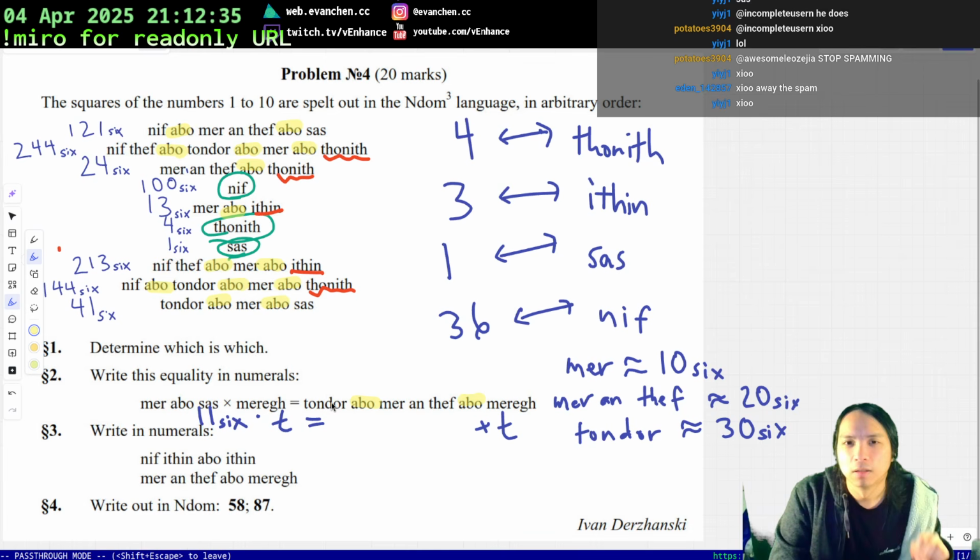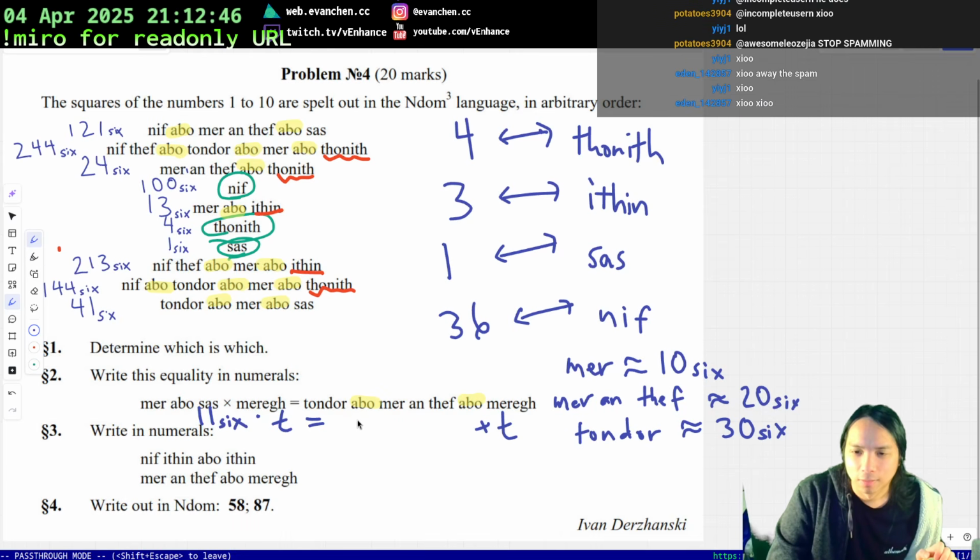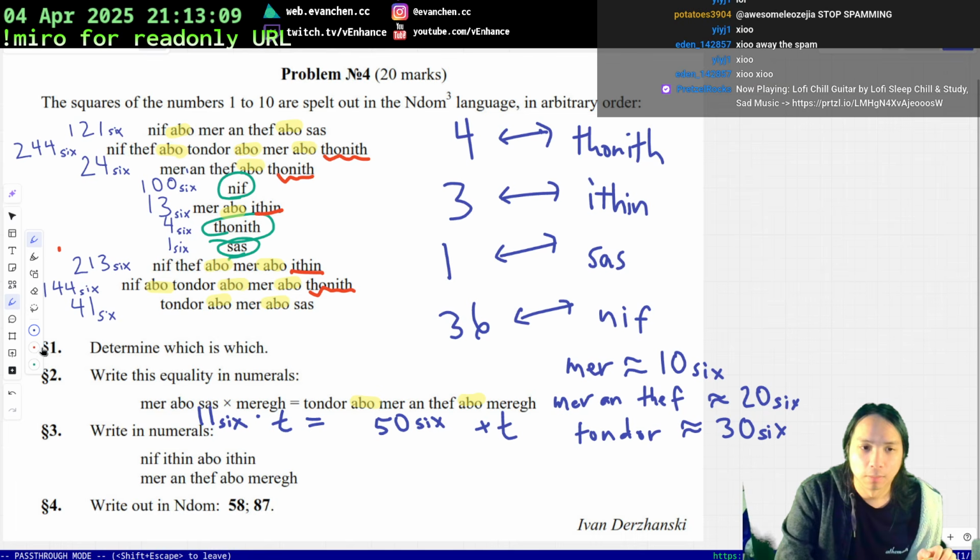wait, what? I mean, okay, I'm fine with arithmetic puzzles, but it feels like this is supposed to be a single number, but tondor is being no. Wait, what's going on here? Tondor, what did I say tondor was? It's 30. So 30 and 20 and 6. So it's like 56. So mereg better be the digit 5. So this is 7 times 5 equals 35.